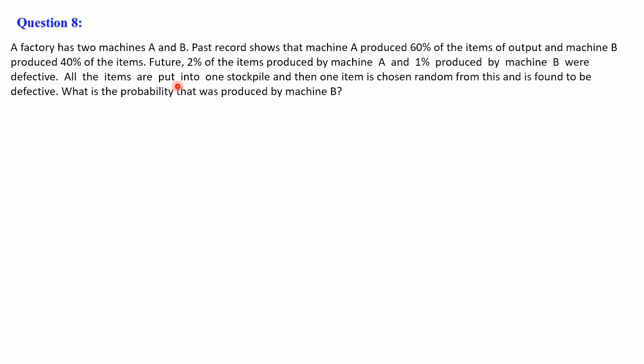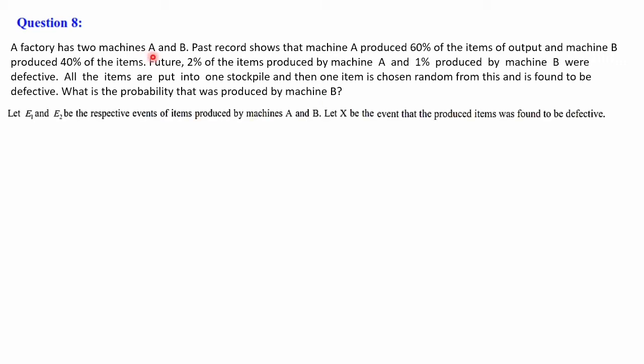All the items are put, that means they are put together into one stockpile, and then one item is chosen. After putting all these things together, one item is taken at random, and it is found to be defective. What is the probability that it was produced by machine B? So it is a reverse probability question. So let's define E1 and E2. Here there are only two things mentioned, that is machine A and B. So let E1 and E2 be the respective events of the items produced by machines A and B. And let X be the event that the produced item was found to be defective. So the chosen item is defective, that is event X.